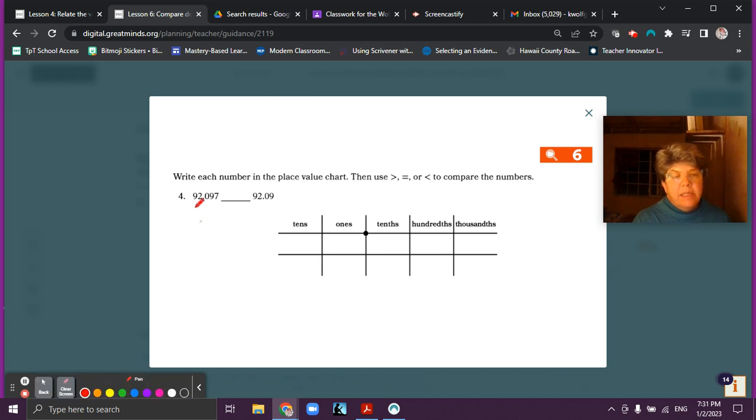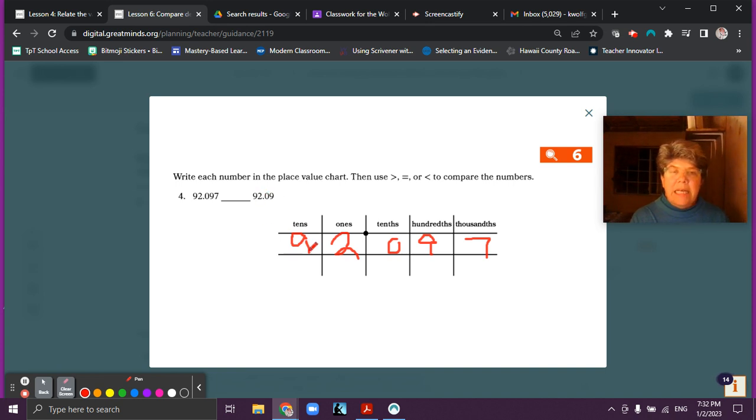So we see 92 and 97 thousandths. So our 92, okay, pen does not want to work for me right now, so not sure what that is about, but go ahead and write 92,097, right? 92 and 97 thousandths. It was just an internet glitch. 92 and 97 thousandths. I'm sure you already got that.